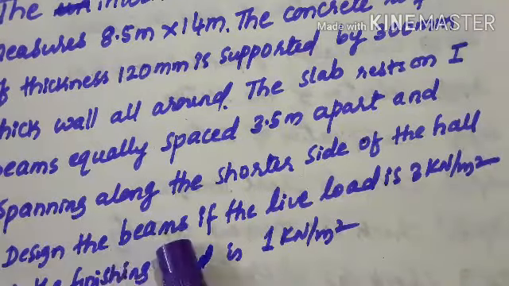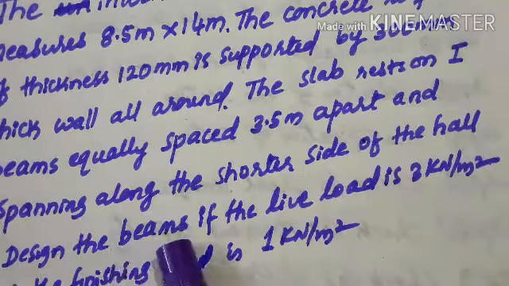Design the beams if the live load is 3 kN per meter square and the floor finishing load is 1 kN per meter square. So this is the problem given, and we need to design the beams.